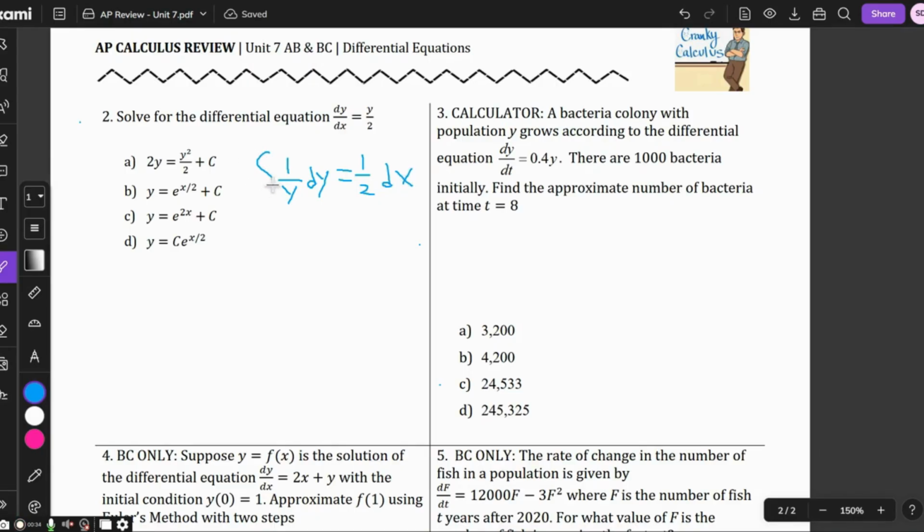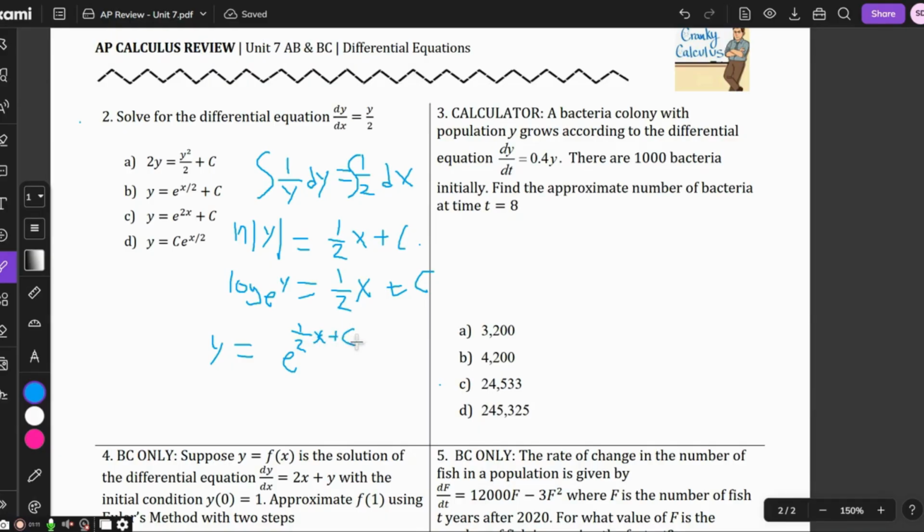From here, we're going to integrate both sides, and we're going to get ln, absolute value of y, equals 1 over 2 x plus c. So what is ln of y? That's the same as log base e of y, and that equals 1 over 2x plus c. So that means y equals e to the power of 1 over 2x plus c.